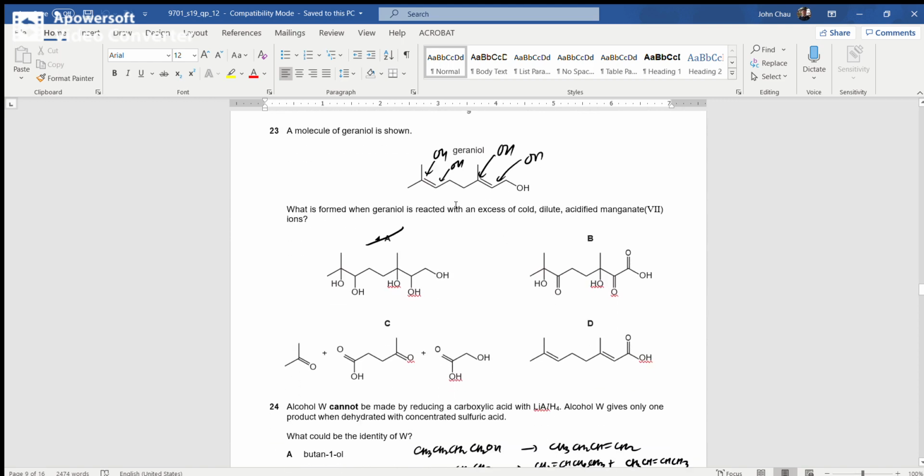23. A molecule of geraniol is shown. What is formed when geraniol is reacted with an excess of cold dilute acidified potassium manganate(VII)? So you form a diol, right? So both the double bonds, you're going to add 2 OH.